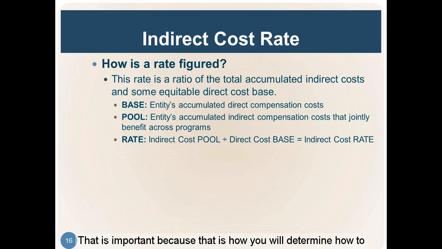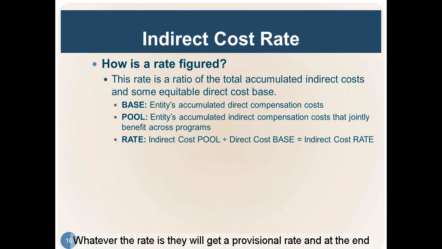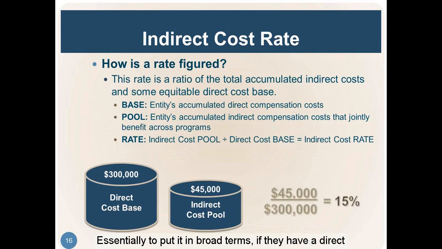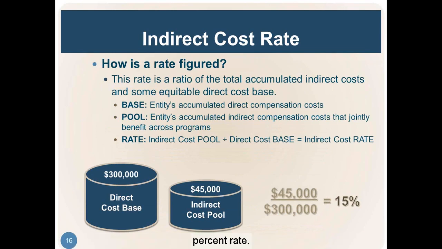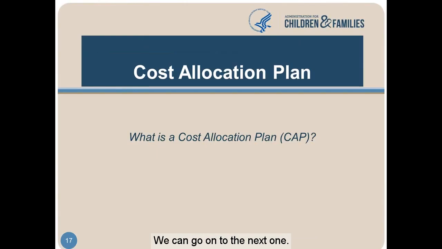That is important because that's how you'll determine how to pay them. And whatever the rate is, they'll get a provisional rate. At the end of the year, that would be trued up or down, whichever the case may be. And then you would apply that final rate on their total spending. But to put it in broad terms, if they have a direct cost base of, I think we use an example of 300,000, and an indirect cost pool in total of 45,000, they would have a 15% rate. So they would be permitted to use 15% of their direct costs for each program to be reimbursed. And we can go on to the next one.